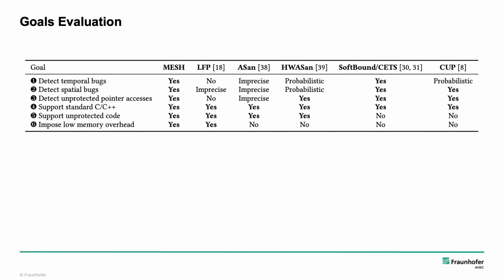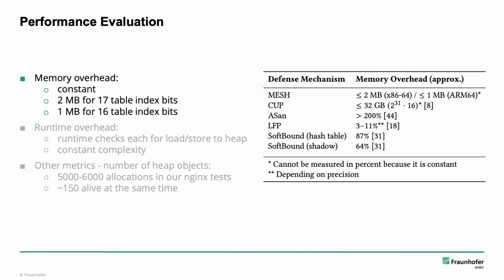Now, to see how our concept works in practice, we have evaluated our working prototype from multiple perspectives. First, we are interested in how our goals are met compared to the other memory safety techniques. We note that none of the others meet all our goals, and most are either imprecise or probabilistic, or use up a lot of memory. Then, we look at the memory overhead. Our solution has a constant overhead, which is very small. All the others that we have looked at use up percentages of the memory, apart from cap.